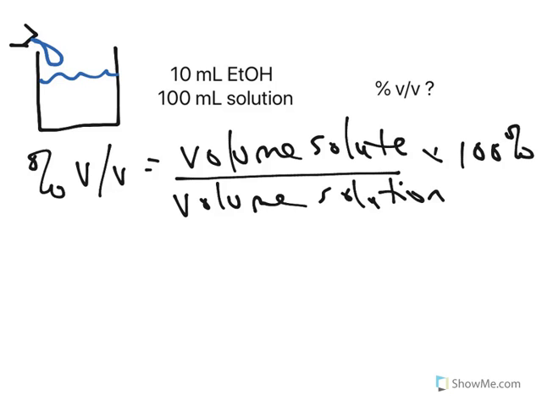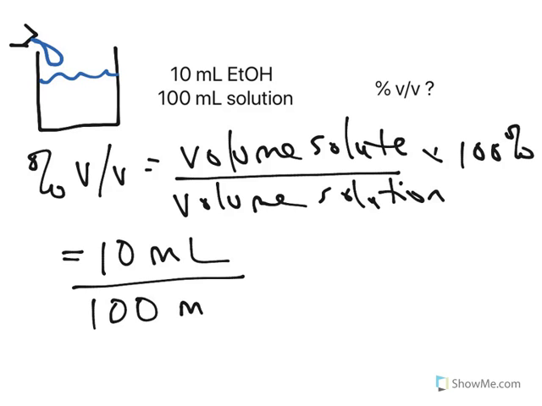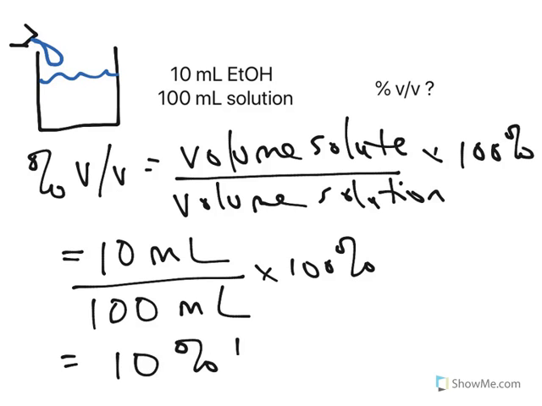And then we substitute what we have. We know that the volume of our solute is 10 milliliters. The volume of our total solution, which is, in our case, the water plus the ethanol mixed together, is 100 milliliters. That times 100% will give us a 10% ethanol solution by volume.